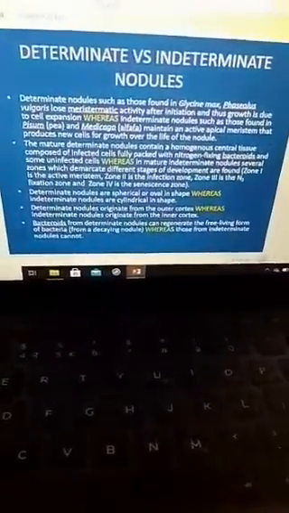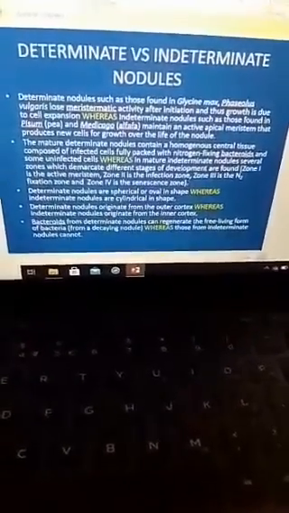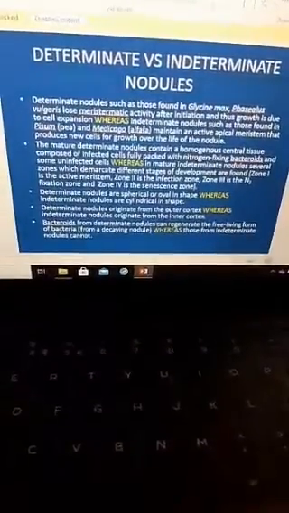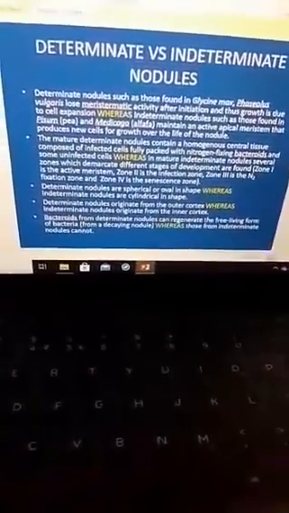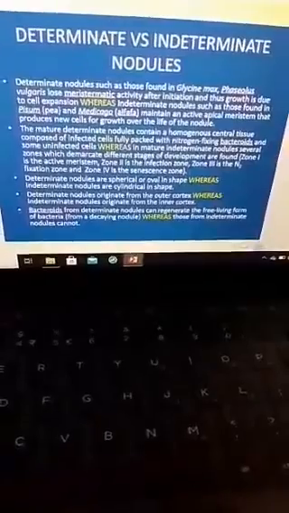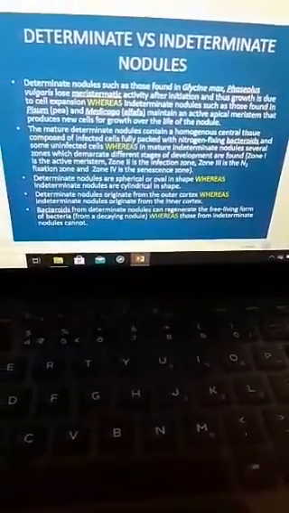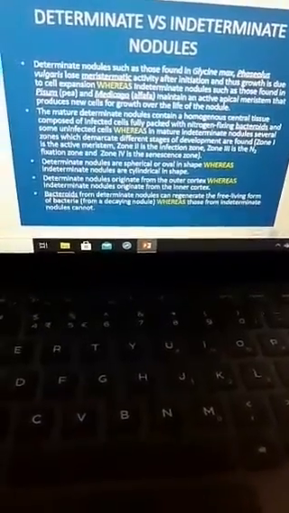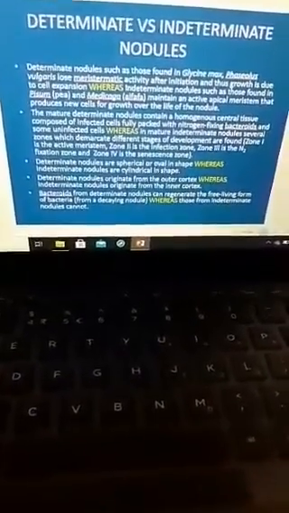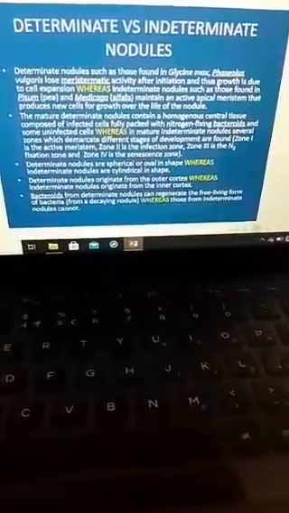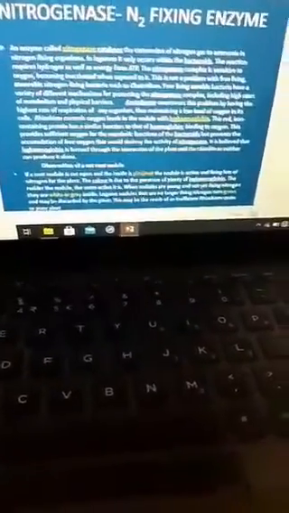So please go through this slide, read about the differences between determinate and indeterminate nodules. This slide is all about those differences. I'm moving on to the next slide.